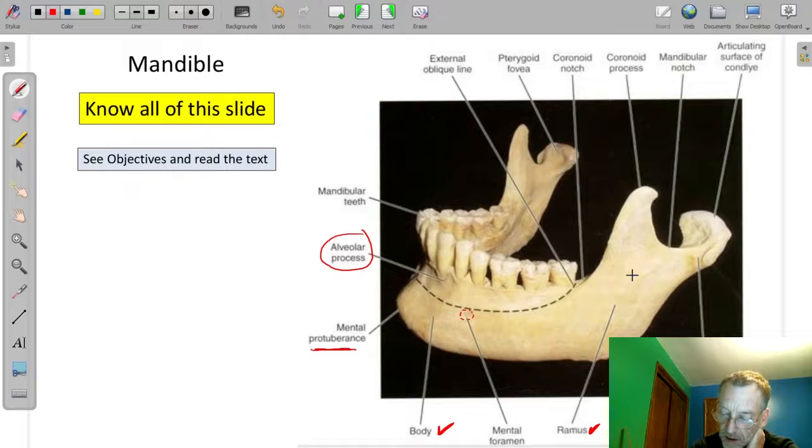So the neck of the mandible and the condyle of the mandible. What bone does the condyle of the mandible articulate with? So I'm going to write over here "artic," short for articulates, with what bone?